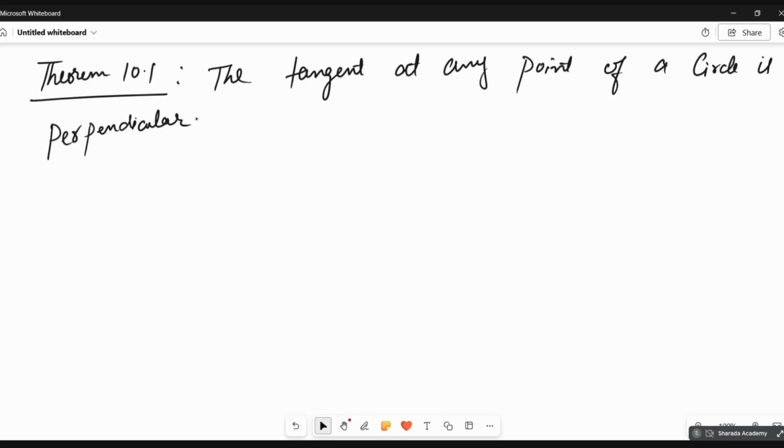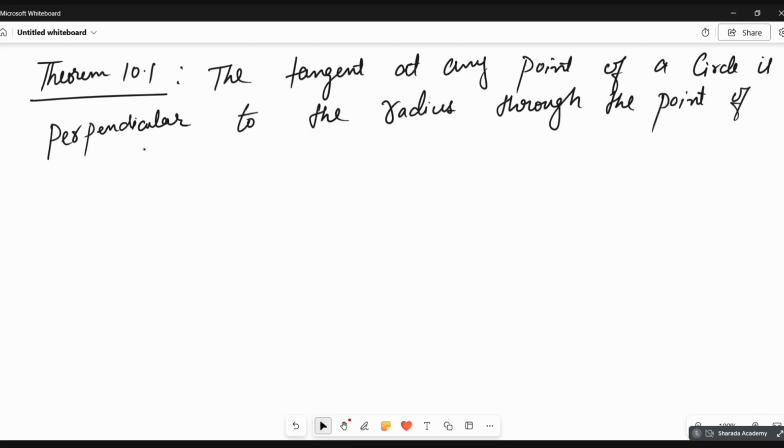The tangent at any point of a circle is perpendicular to the radius through the point of contact. Tangent at any point of a circle is perpendicular to the radius through the point of contact.